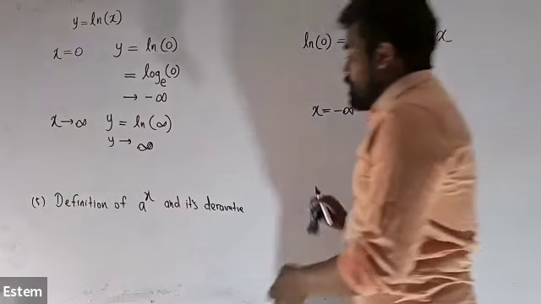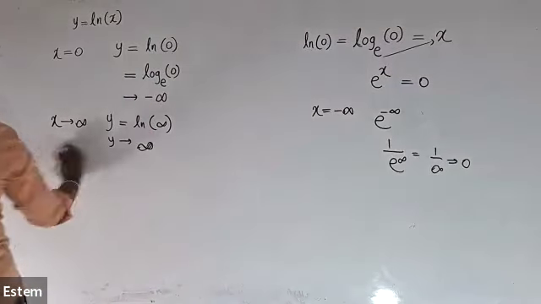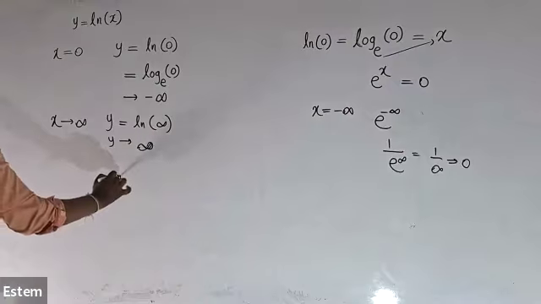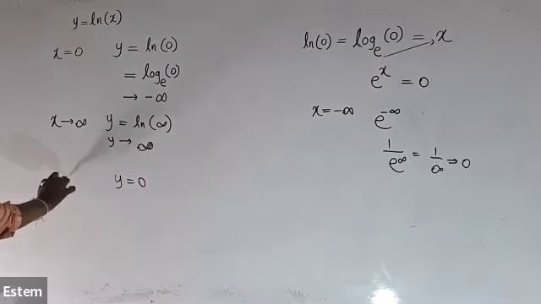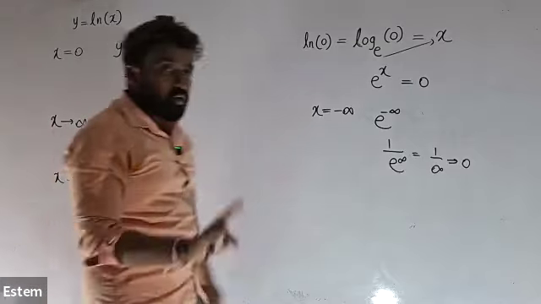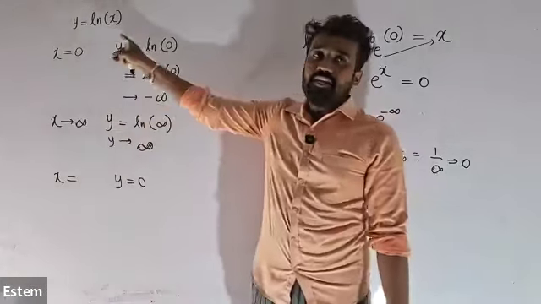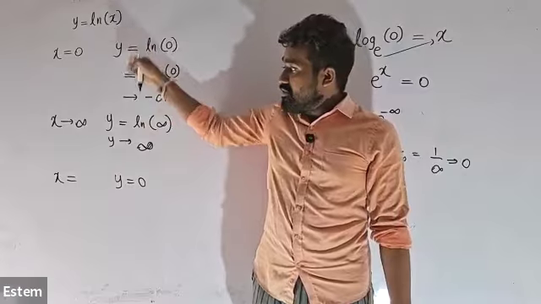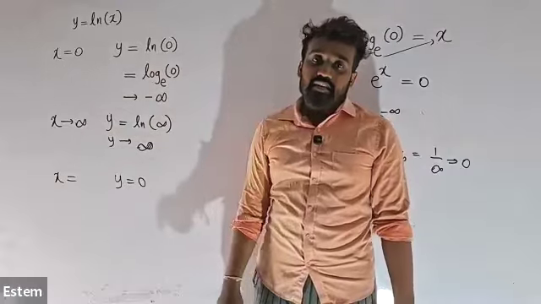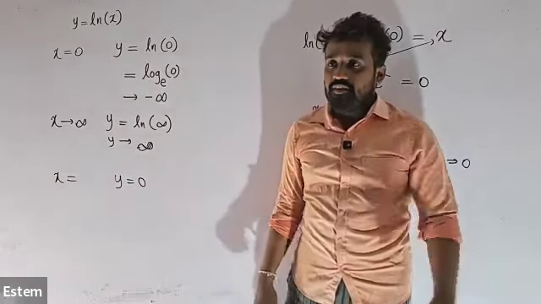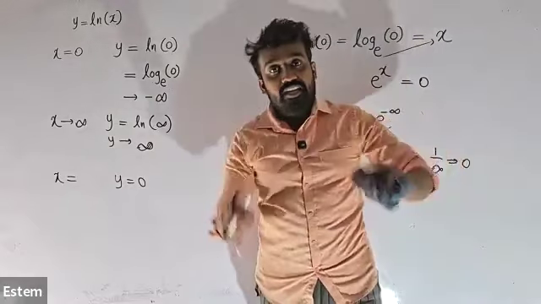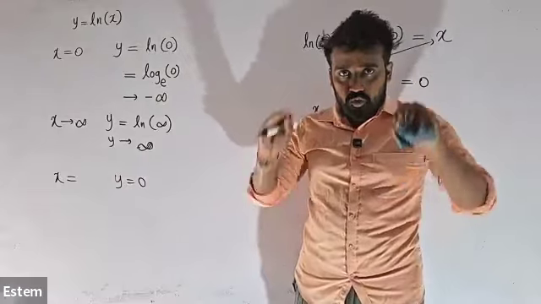Now there is a special point in here also. When y equals 0, what is the value of x? Always you should know these 3 points about y equals ln x. After that you can figure out what the graph of y equals ln x is. So don't find other points. You should remember these points.